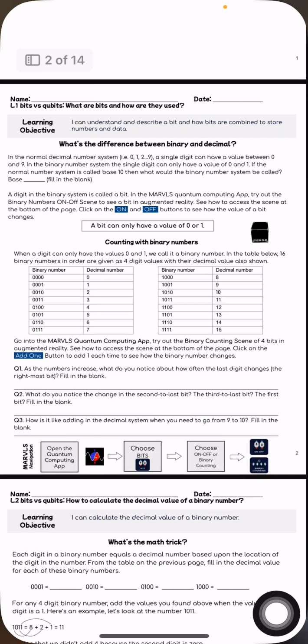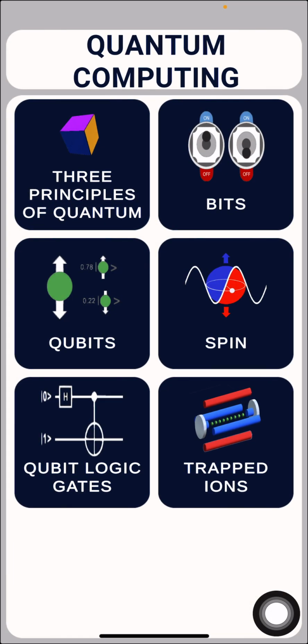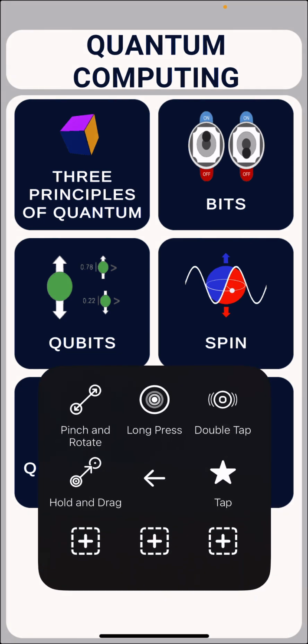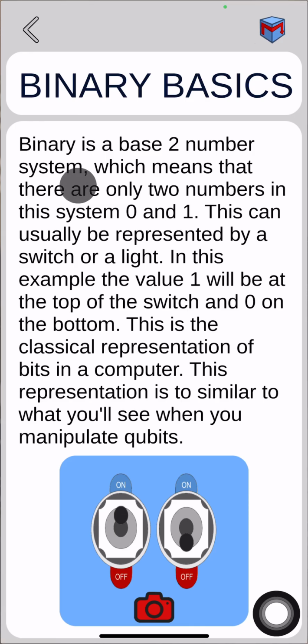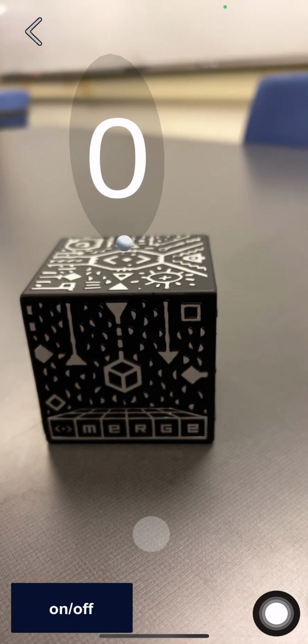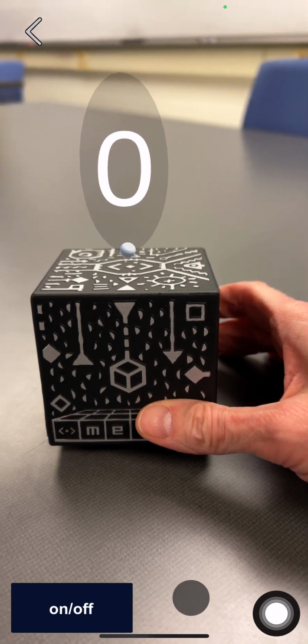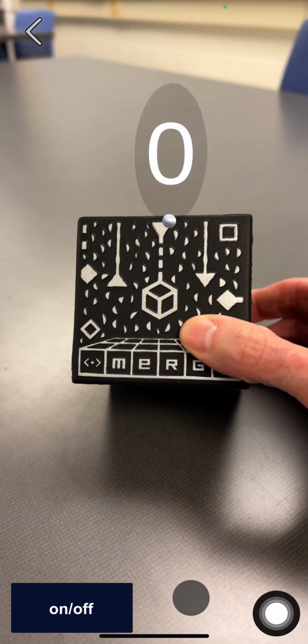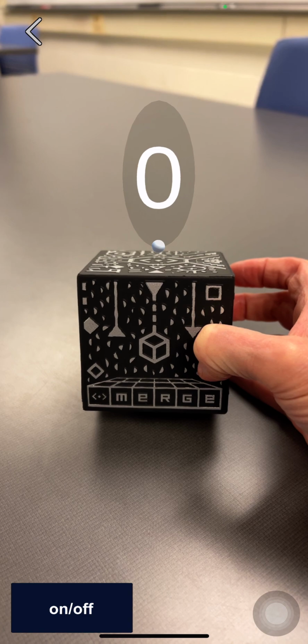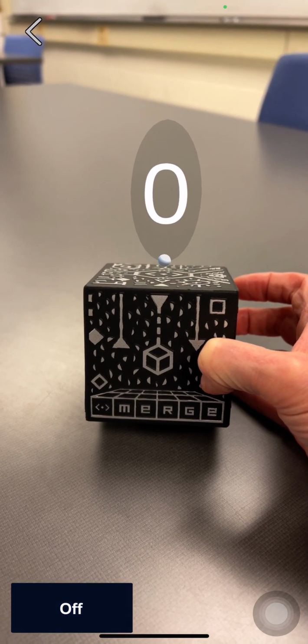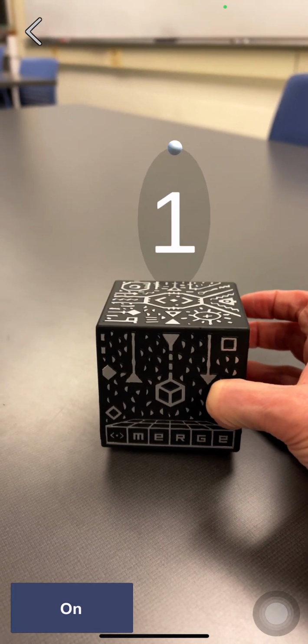I'm going to show you those first two scenes. Here, we're going to go to bits, right here. We're going to go on off. We see switches here, and there's some information that you can read. Then students can click on this button to see the AR scene. You point your phone at the bit or at the cube, and the image is read by the camera on the phone, and it recognizes it and tracks it. We can turn the bit on and off, and we see it only has values of 0 and 1. Just to understand what a bit is.